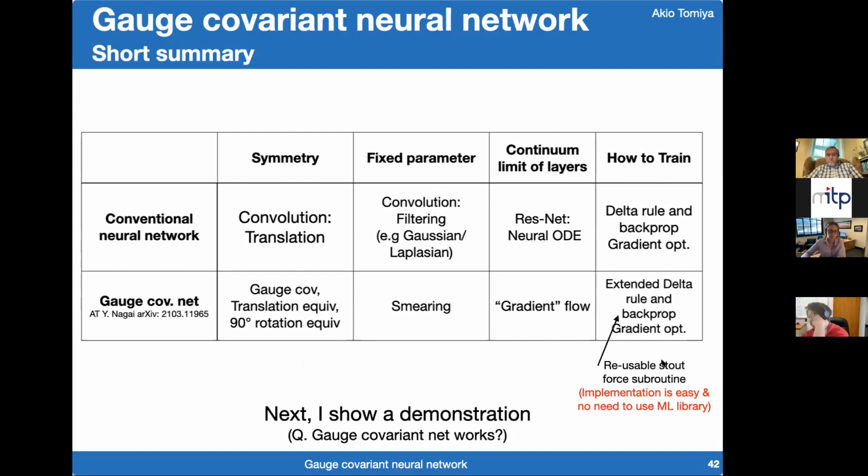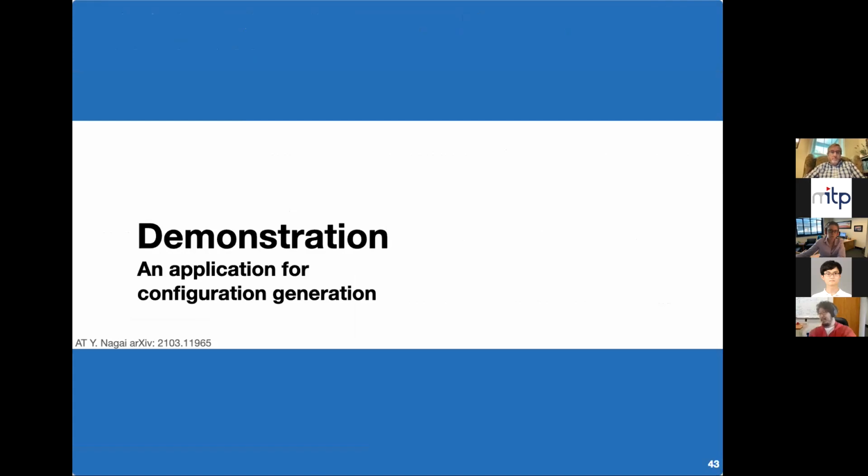And we can reuse the stout force subroutine. So implementation is not so hard, just add some lines. We don't need a machine learning library to use this framework. I think this is an advantage of this framework. We can use optimized lattice QCD code. Next, I will show a demonstration, one usage of the gauge covariant neural network. This is just a demonstration.